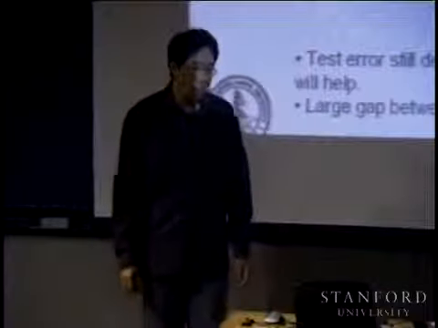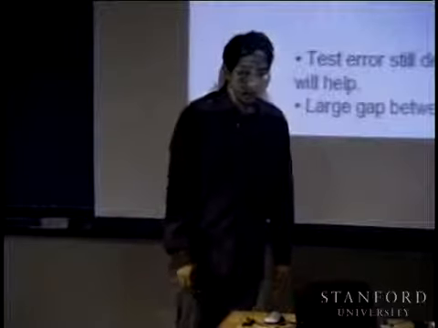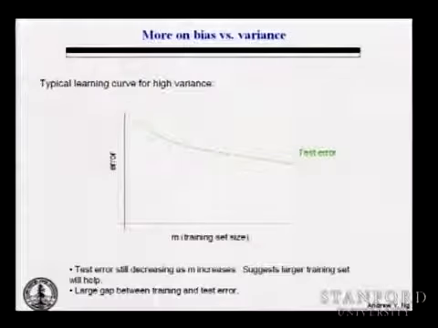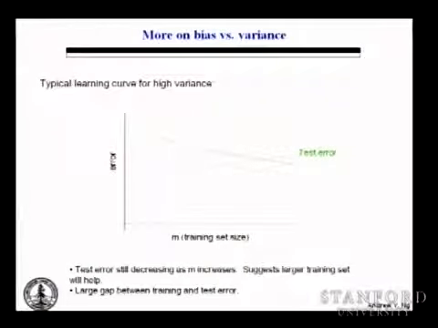just in cartoons, this is what a typical learning curve for high variance looks like. On the horizontal axis, I'm plotting the training set size, m, and on the vertical axis, I'm plotting the error. If you have a high variance problem, you notice that as the training set size m increases, your test set error will keep on decreasing. And so this suggests that if you can increase the training set size even further, maybe if you extrapolate the green curve out, the test set error will decrease even further.